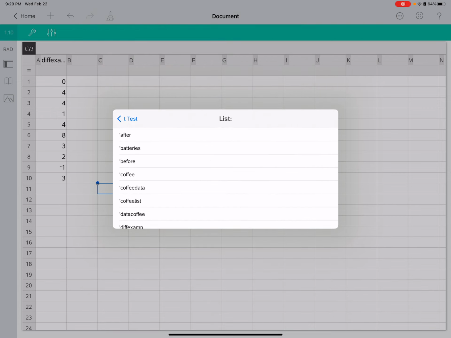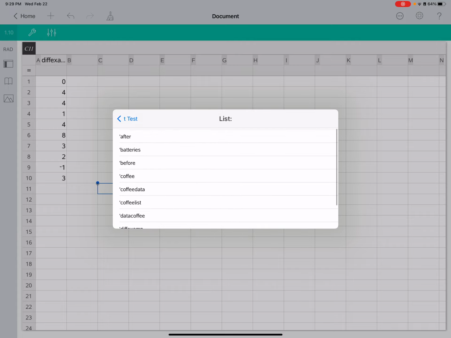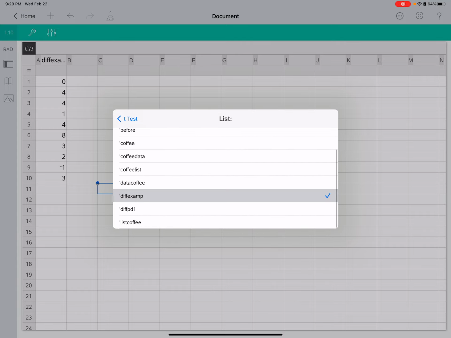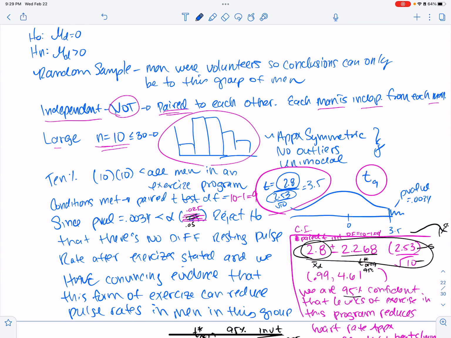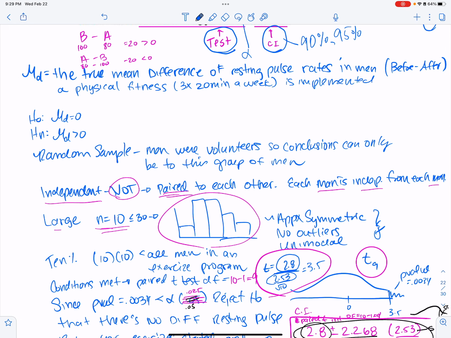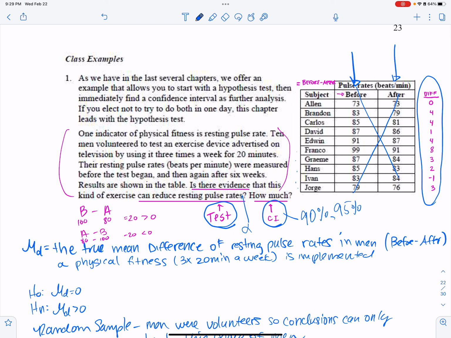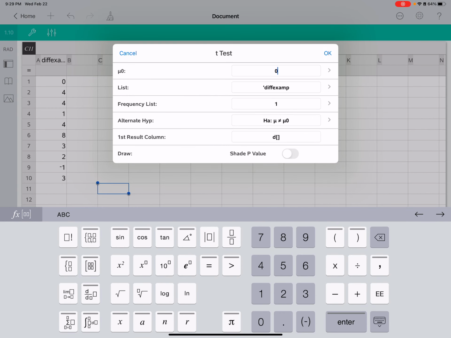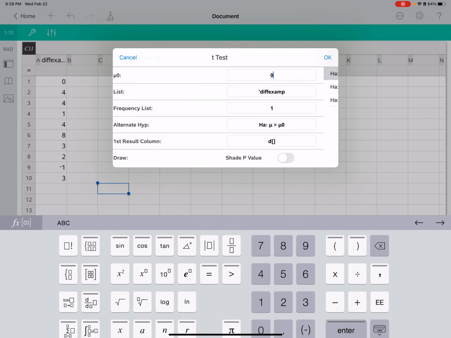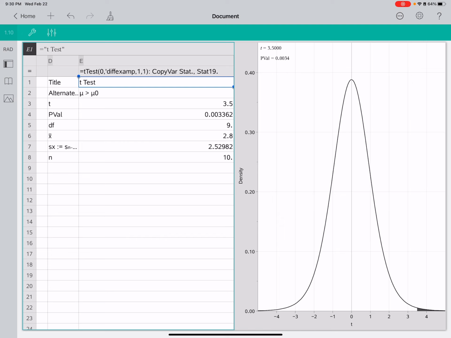My list is called diff example. Okay, and then my alternative hypothesis, we look back here and remember it was greater than 0, because I'm saying that I have a reduction in rate, which means my before minus after gets smaller afterwards. So if the before was 100 and the after was 80, that's going to be 20, and that is greater than 0. And so that's a reduction. So that's why it's going to be greater than. And I'm going to go ahead and shade it just for purposes. Okay, so I have my p-value, I have my shade, I have all of my data here.